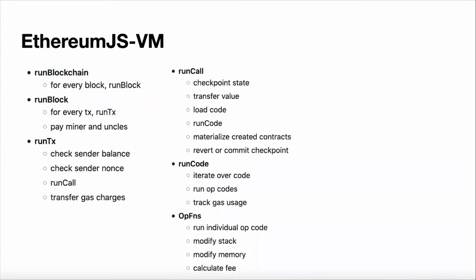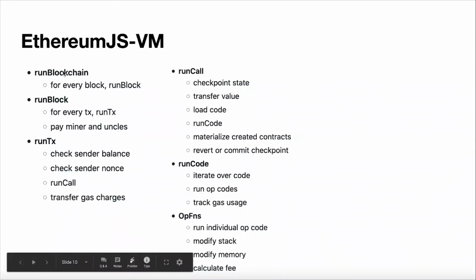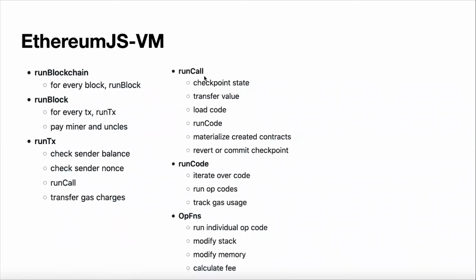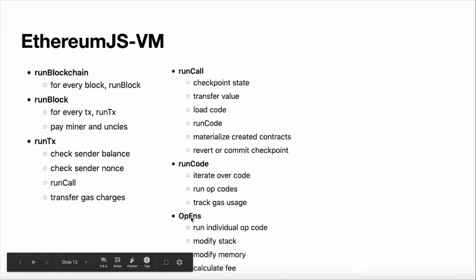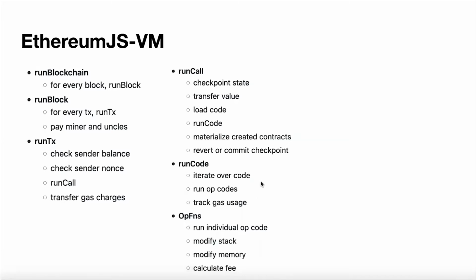After this, it's clear that I have to manipulate this virtual machine. So I took a look into the Ethereum JS-VM. On the highest level, this VM package has six API functions: run blockchain, run block, run transaction, run call, run code, and OP functions. Here it already states what each does. However, it's not very clear how to use them. The documentation isn't super clear.